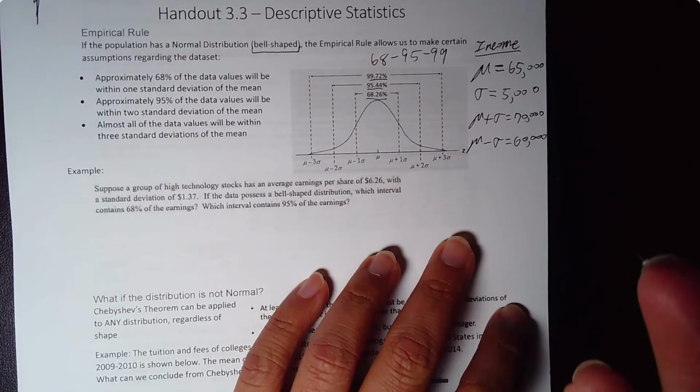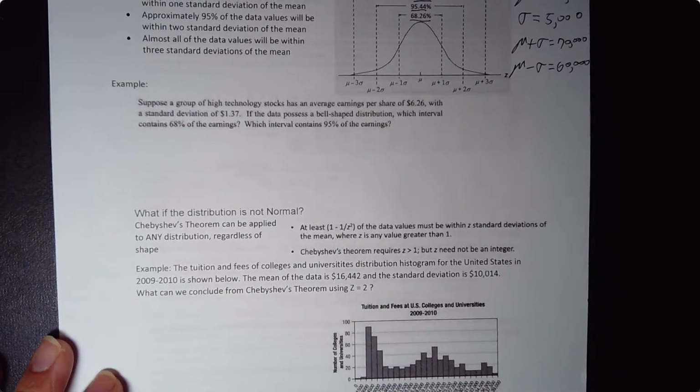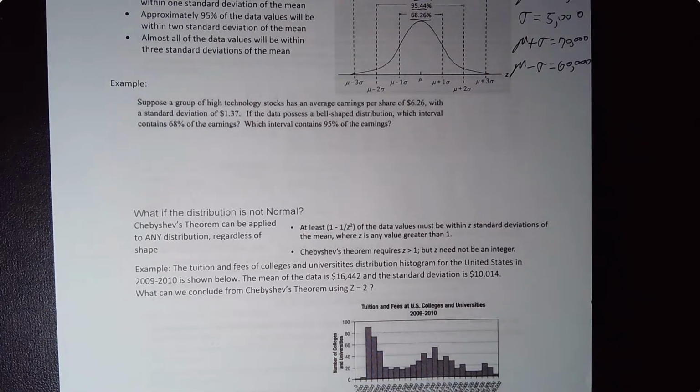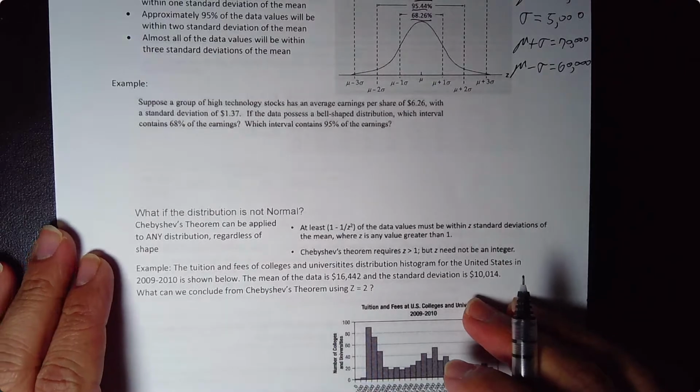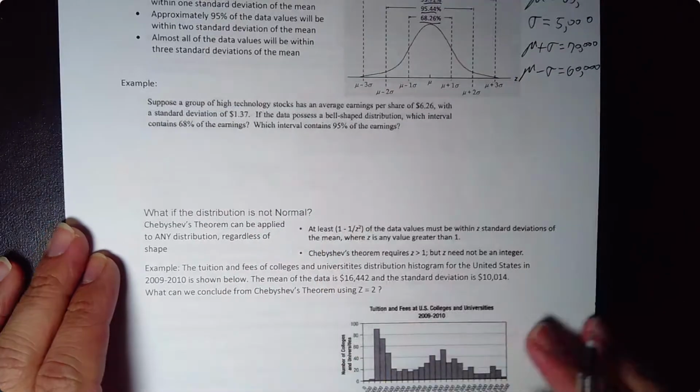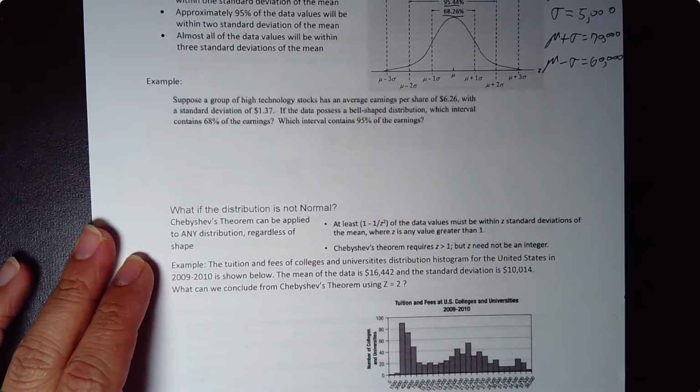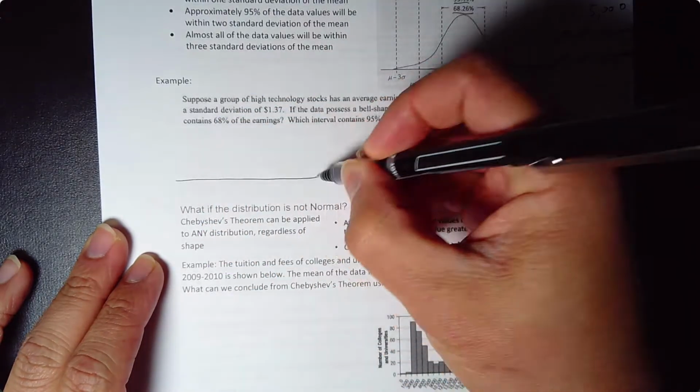Okay, let's give this a try. Suppose that we know that high technology stocks have an average earning of 6.26, standard deviation 1.37. If the data is bell-shaped, which interval contains 68% of the earnings, and which contains 95%? When you start with questions like this, always sketch. I will always give you a lot of room, and you should always have paper available. Sketching really helps.